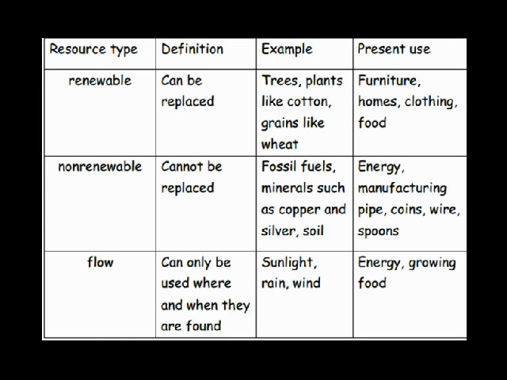So I made a chart right here, and again, you can print this out for yourselves. It's just going to go over what I just said. It gives you examples, and it gives present use for renewable, non-renewable, and flow. Might be helpful for you, and just go to the website to print this out.